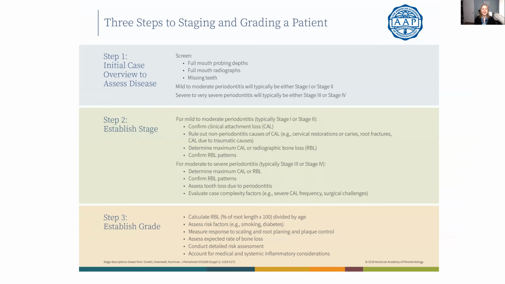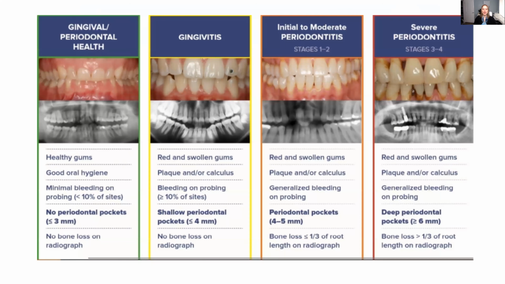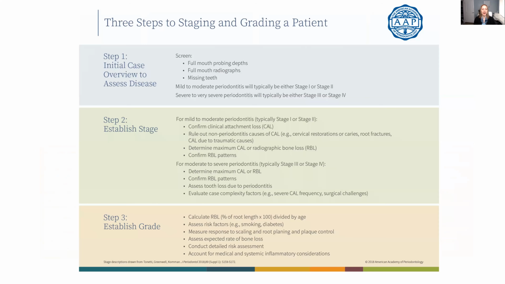From there, you can establish a stage. And that is kind of what we were talking about. Are things healthy? Does the patient have gingivitis? Is it stage 1 or 2, or is it stage 3 or 4? So this is when we put that in there. But then we need to determine, is it going to be grade A, grade B, or grade C? And this is where I'm going to explain that a little bit more for you.